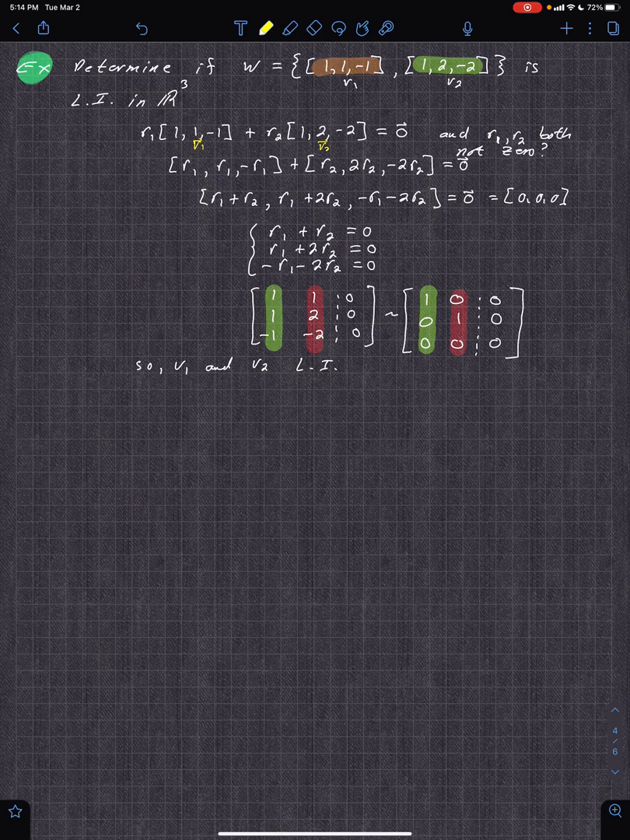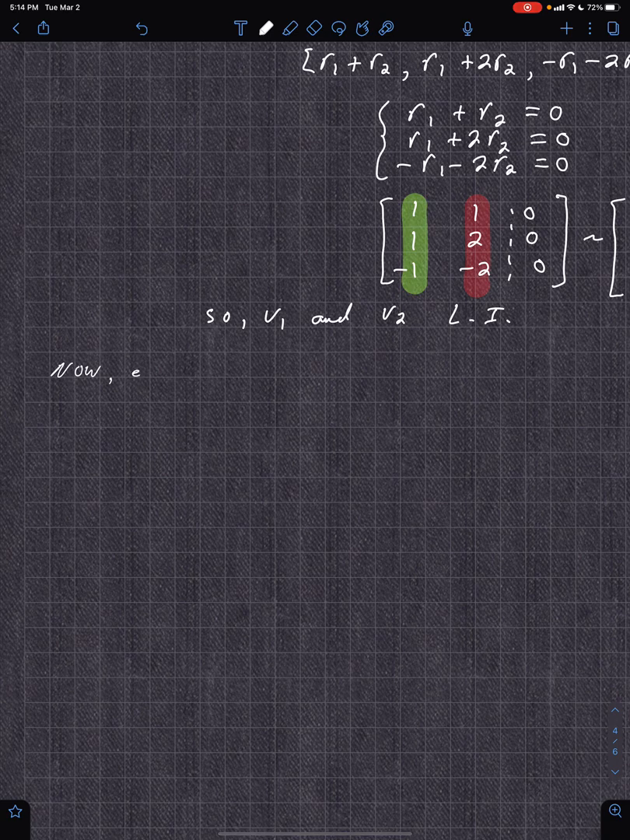Now what we want to do is enlarge the set of vectors so that you have a set that spans all of R3, or that becomes a basis, not just spans, a basis for R3. So that's what I want to show you. So now enlarge W to become a basis for R3.